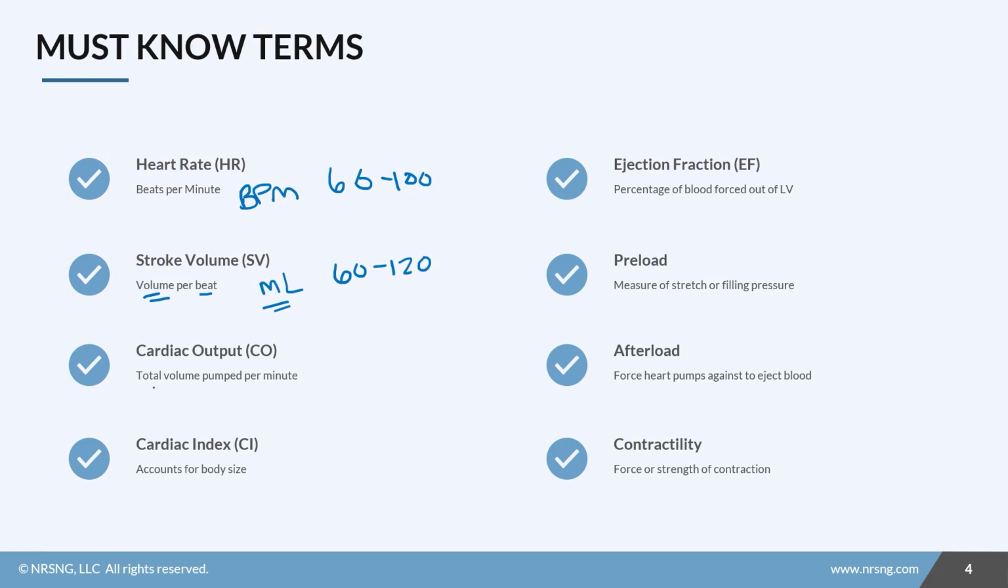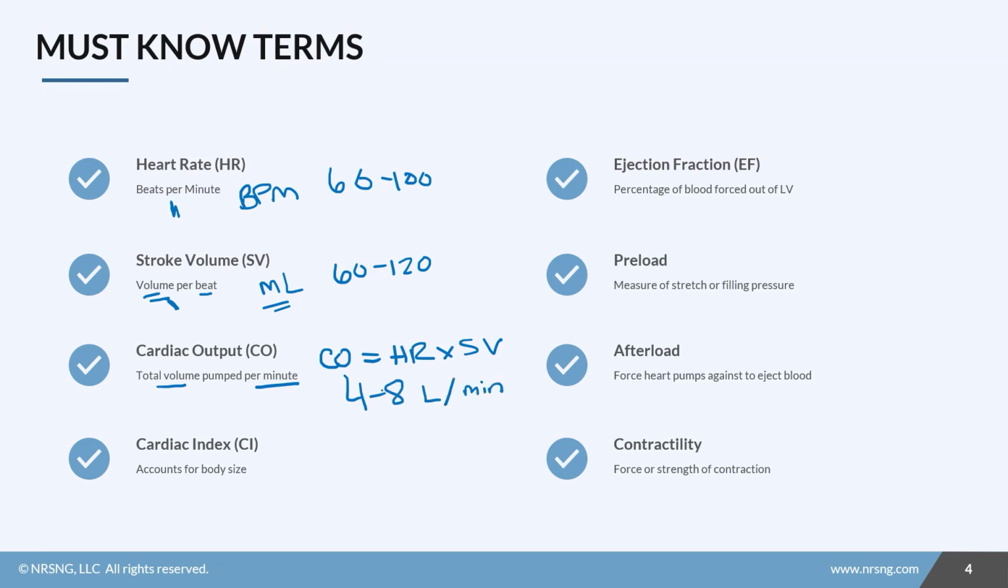Now, cardiac output is the total volume pumped out of the heart in an entire minute. So the way we calculate that is we say how much volume per beat and how many beats per minute, and we multiply them together. So your cardiac output equals your heart rate times your stroke volume, okay? Normally, we're going to get something like 4 to 8 liters per minute.